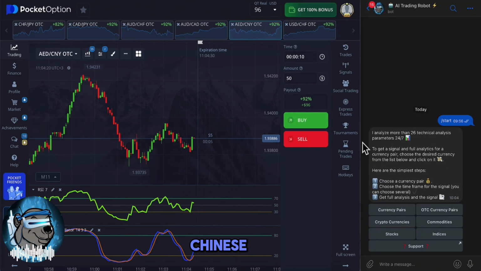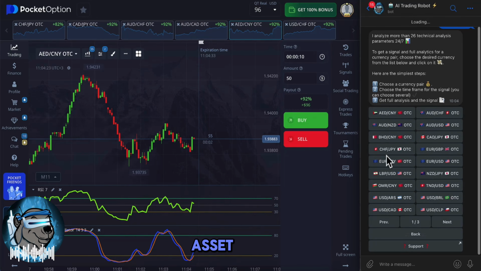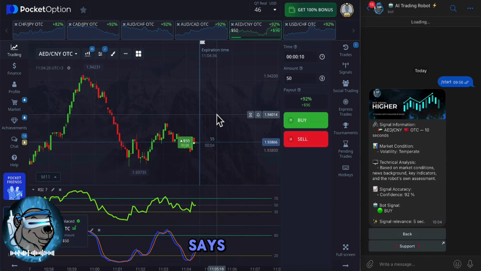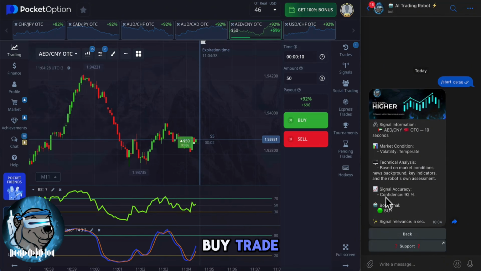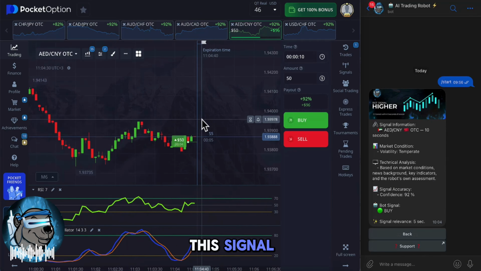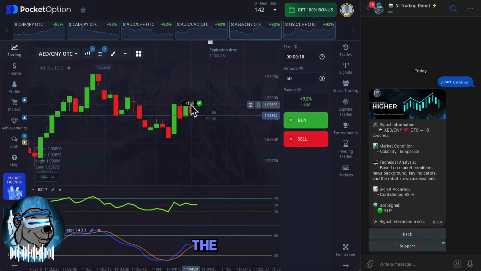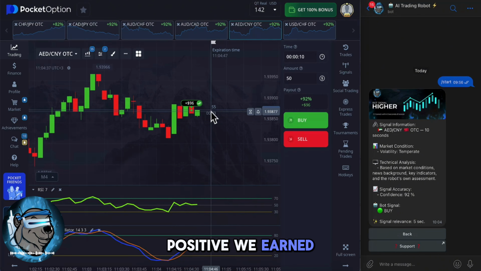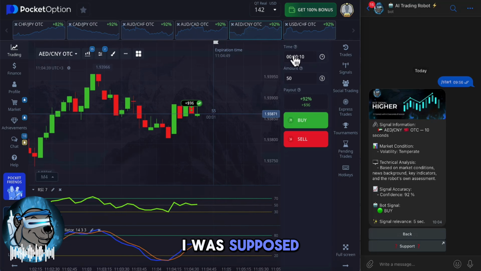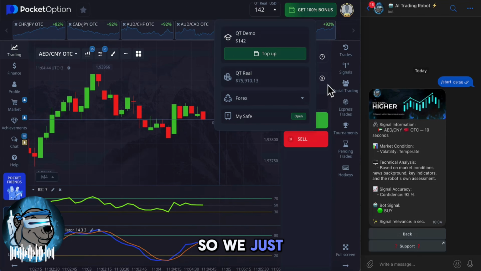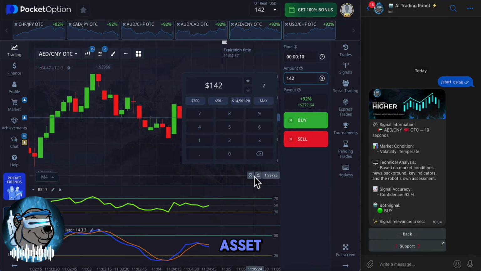Arabian dirham and Chinese yuan. We select this asset on the robot. Signal for 10 seconds. The trading robot here also says that we should open a buy trade. The accuracy of this signal is 92%. Now let's see what the result will be. The result is positive. We earned $46. I was supposed to open a trade for $96, but I forgot to do that. So we just made the maximum profit on this asset.